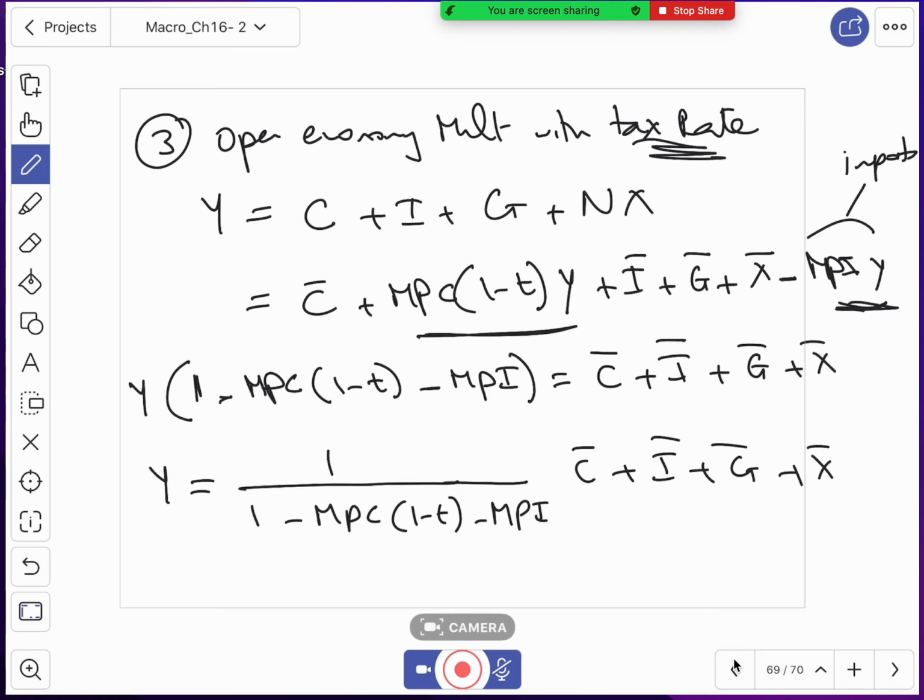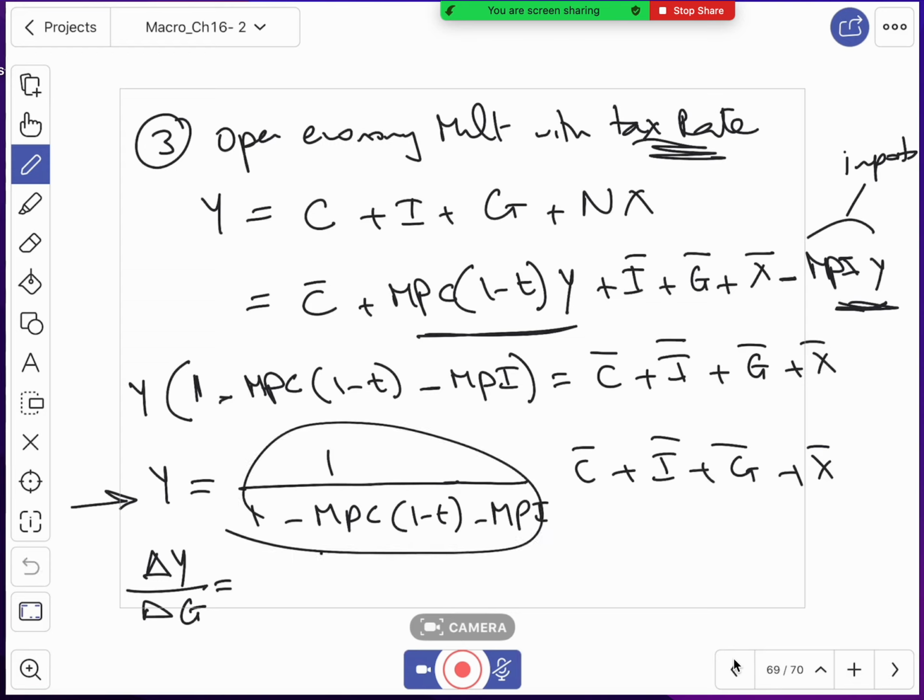And then let's say you're asked to compute the government multiplier. The government multiplier is like taking the first derivative of this formula with respect to G. So when I'm asking what the government spending multiplier is, like what is the change in Y due to the change in G, it's going to be equal just to this multiplier, the formula of 1 over [1 minus MPC multiplied by the tax rate (1 minus T) minus MPI].